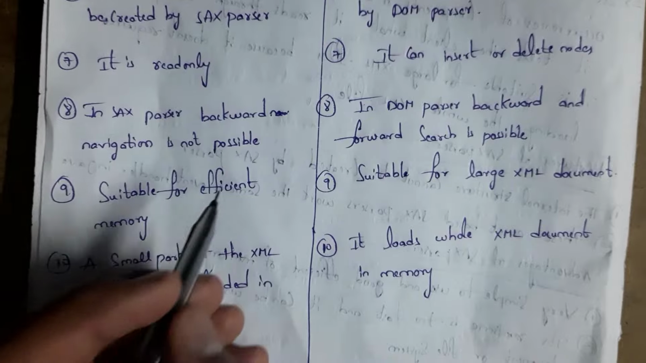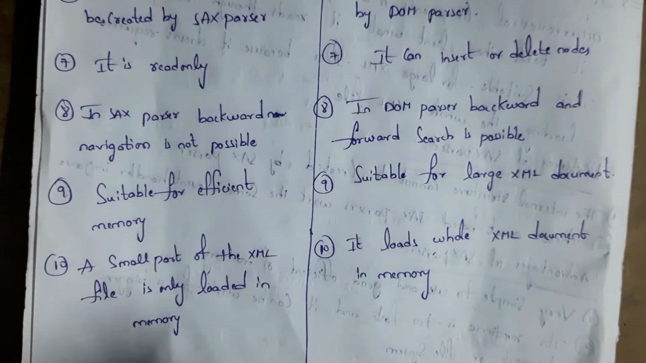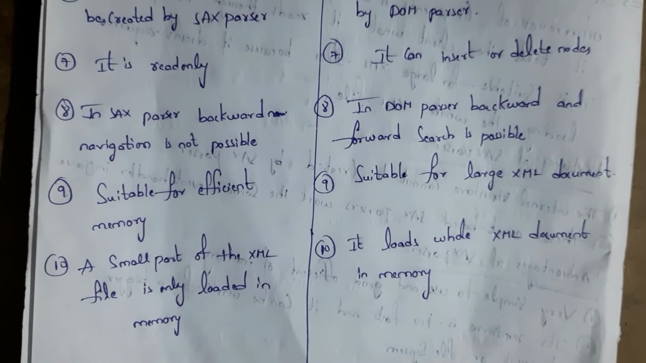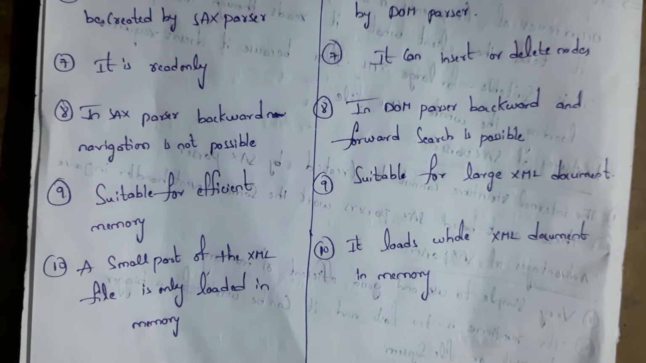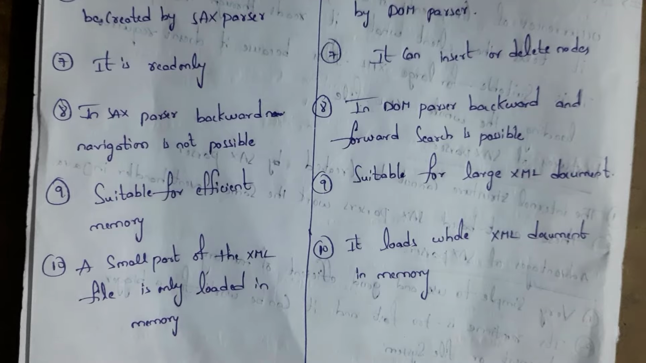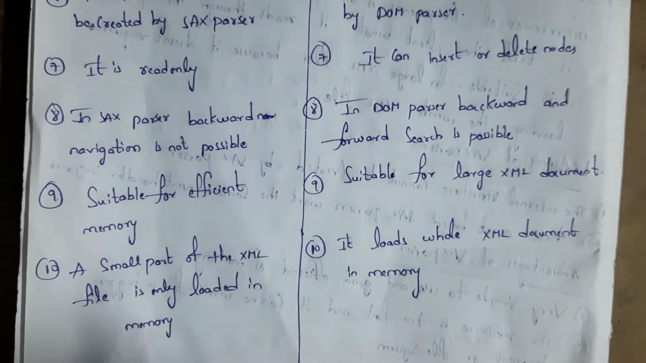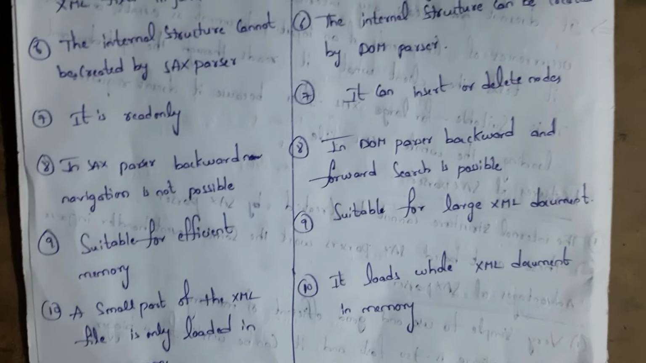This SAX parser is suitable only for efficient memory, whereas this DOM parser is suitable for large XML documents. In SAX parser, we can only load a small part of the XML file. We cannot load the entire file in SAX parser, but in DOM, we can load the whole XML document. This is the difference between SAX parser and DOM parser.